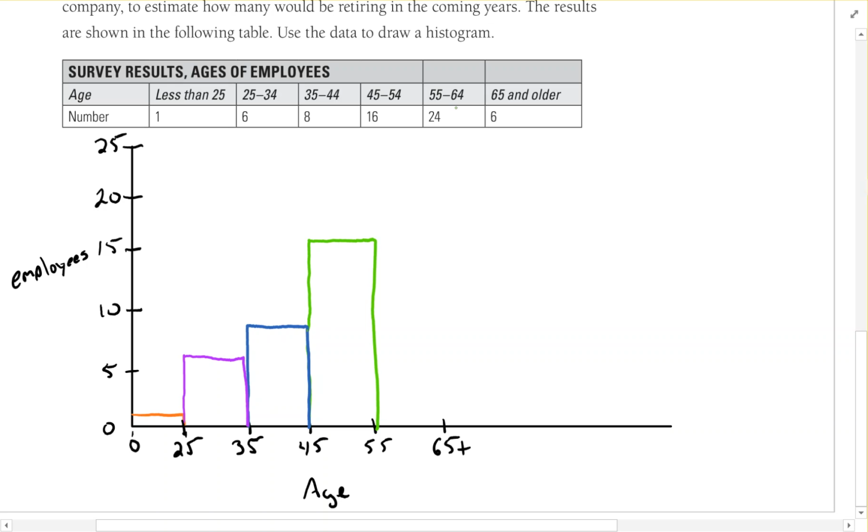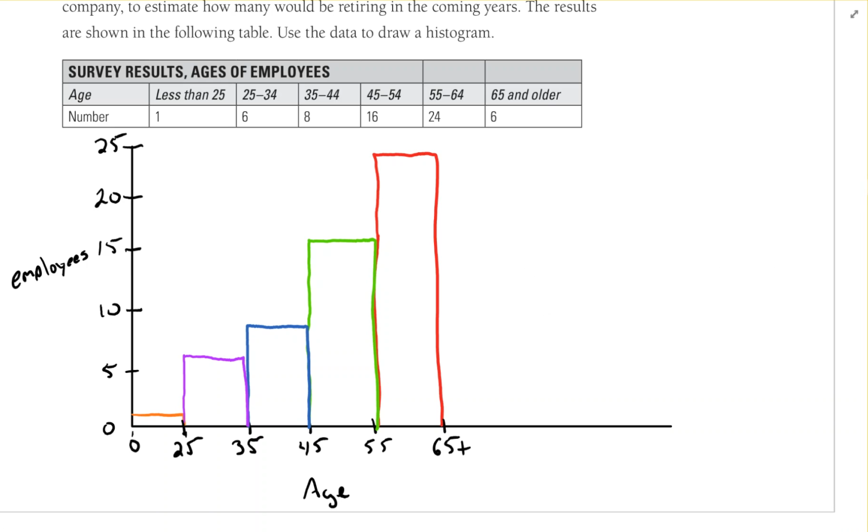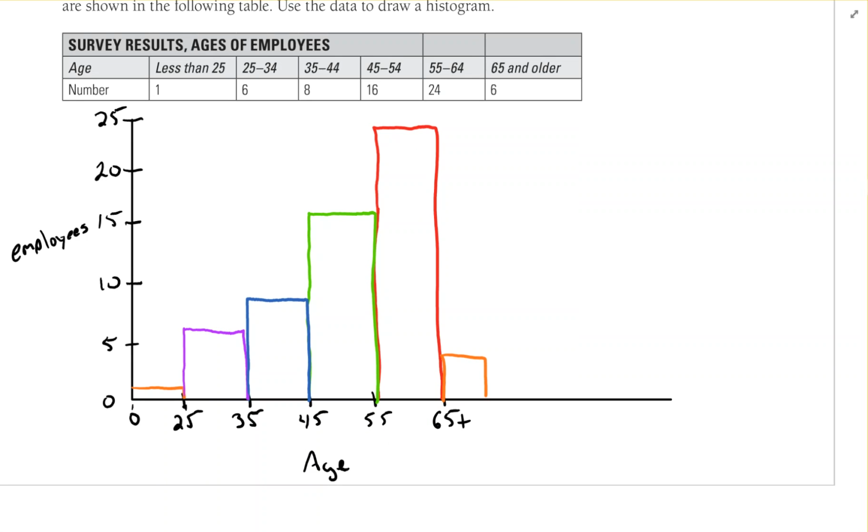Okay, and then the last one, 55 to 64. And that goes up to 24. All right, and then 65 and older, our last one. That is just going to be, maybe I'll make that color, just up to 6. So that's going to be about there. Okay, and that's our histogram. Okay, next one.